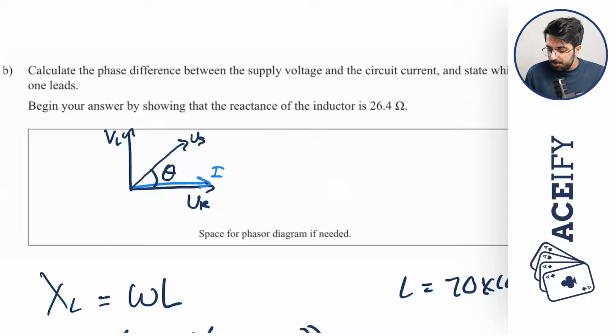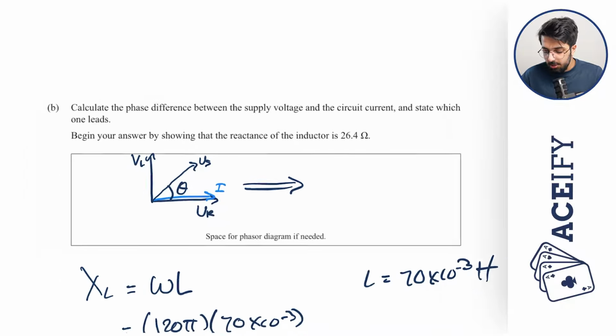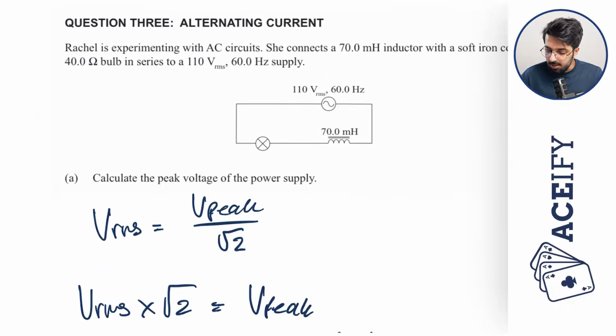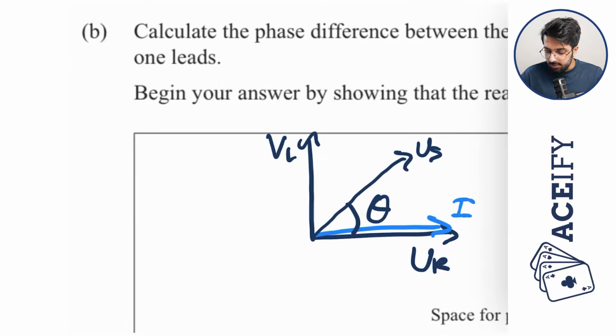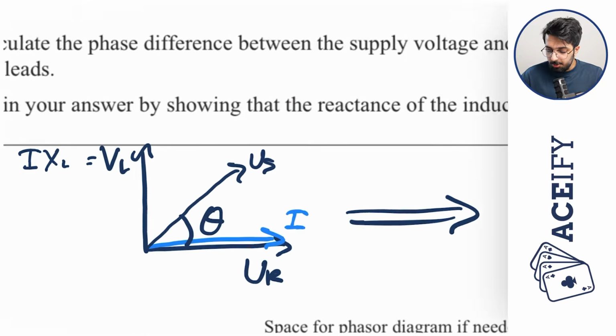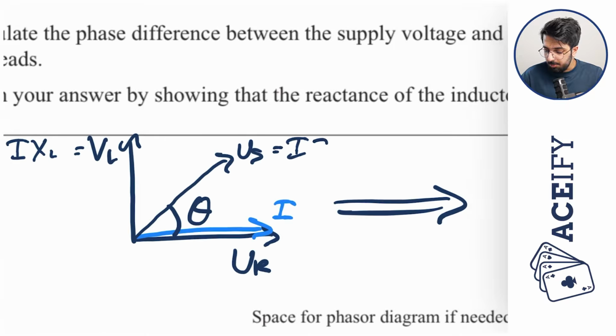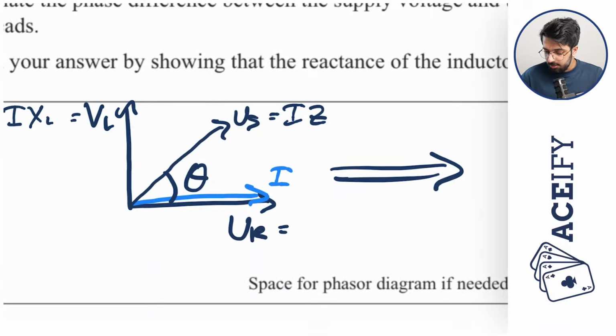The way we would do that is by redrawing our phasor diagram. As we know, this is a series circuit, and so the current at all points throughout the circuit is going to be the exact same at any given time. And so if we apply Ohm's law to this phasor diagram, we get that VL is equal to the current multiplied by the reactance of the inductor. The voltage of the supply is equal to the current multiplied by the total impedance. And the voltage of the resistor is equal to the current multiplied by the resistance value.